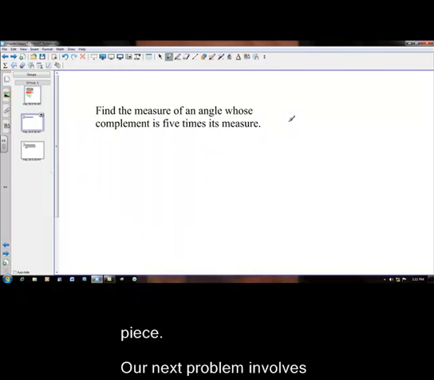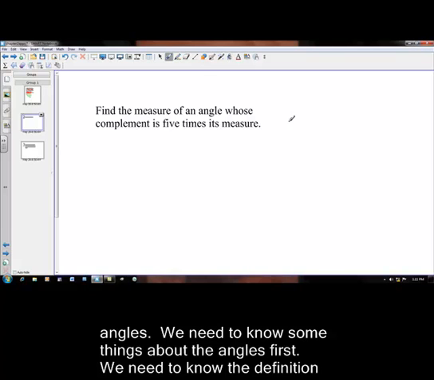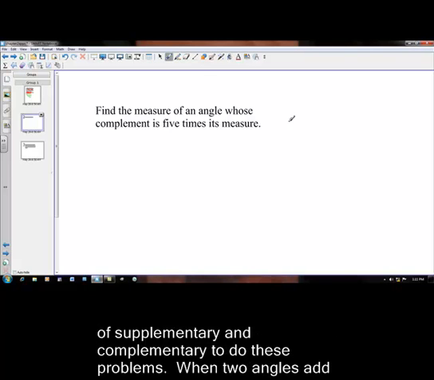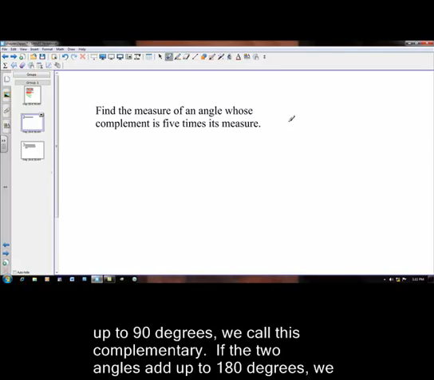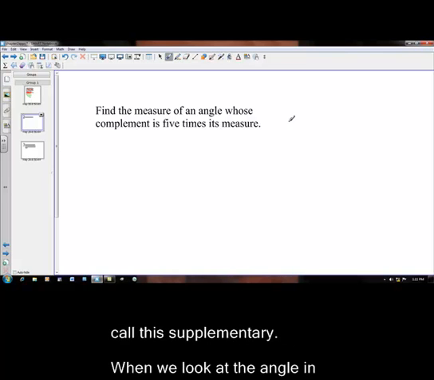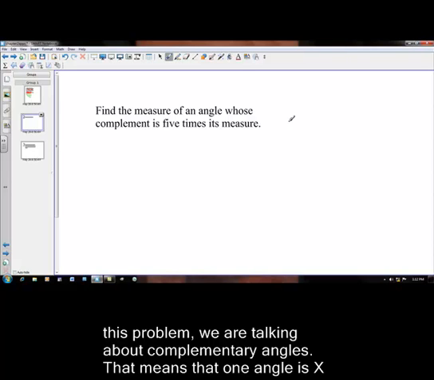Our next problem involves angles. We need to know some things about the angles first. We need to know the definition of supplementary and complementary to do these problems. When 2 angles add up to 90 degrees, we call this complementary. If the 2 angles add up to 180 degrees, we call this supplementary. When we look at the angle in this problem, we are talking about complementary angles.